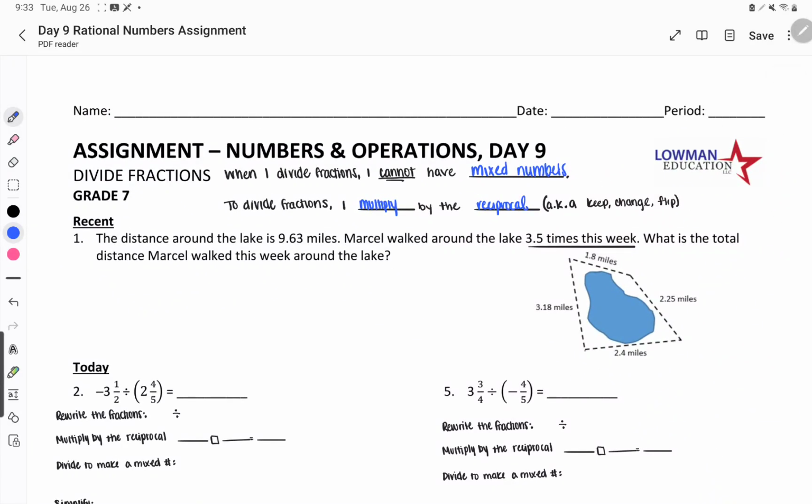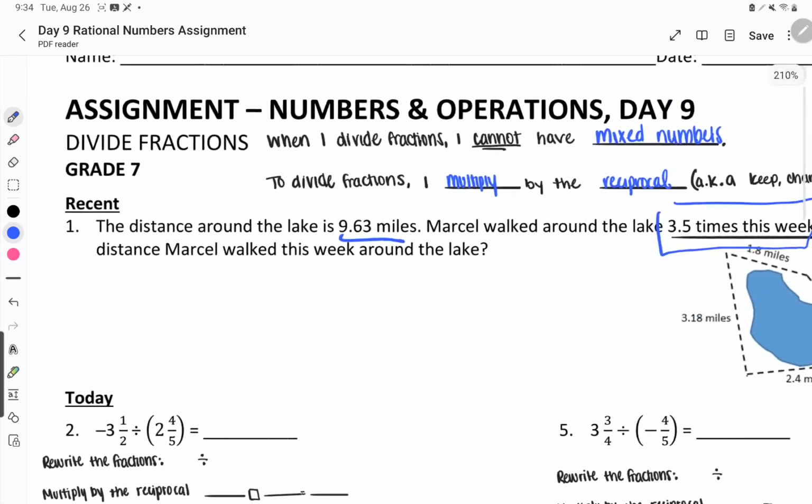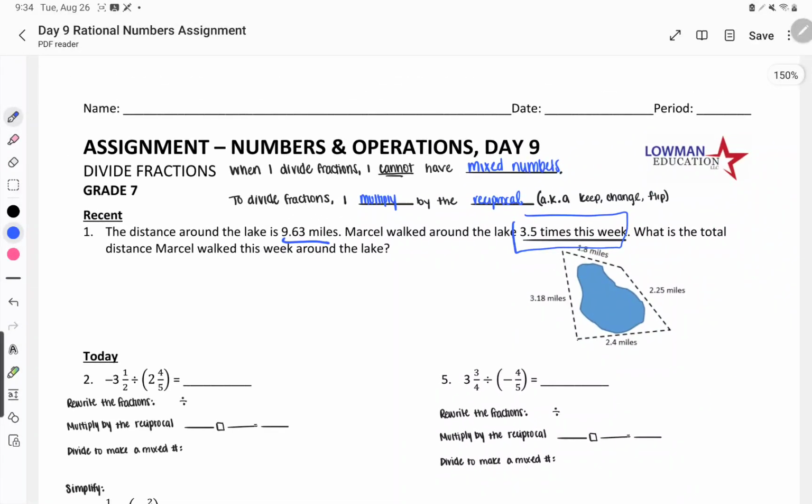Okay, the distance around the lake is 9.63 miles. Marcel walked around the lake 3.5 times this week. What is the total distance that Marcel walked around the lake? So they gave us this information over here. It's extra information. If you were to add all of these up together, that would give you the 9.63 that's right there. So we don't actually have to go through and do that process.